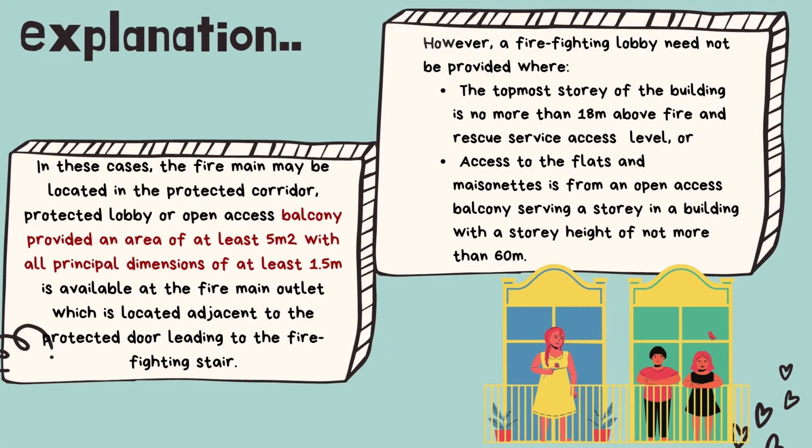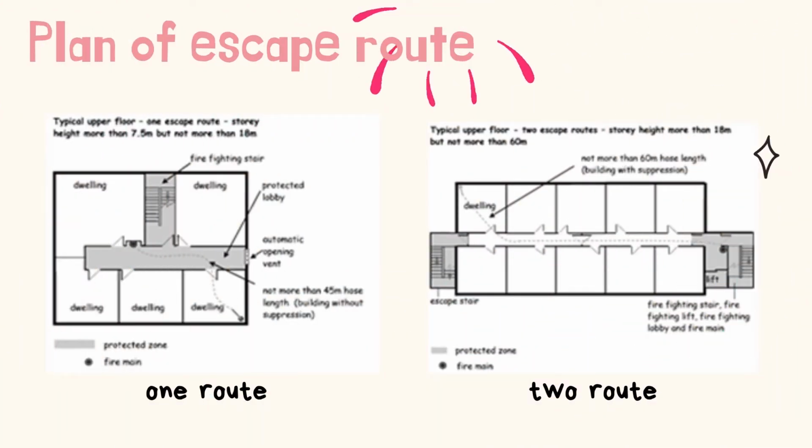Access to the flats and maisonettes is from an open access balcony serving a story in the building with a story height of not more than 60 meters. Refer to the explanation above. The story height is within 7.5 meters to 80 meters. We use one escape route that only provides a firefighting stair. The firefighting stair is only used for buildings with story height not more than 80 meters. The hose, we use only 45 meter hose length that can cover the whole story area and is enough to reach firemen.